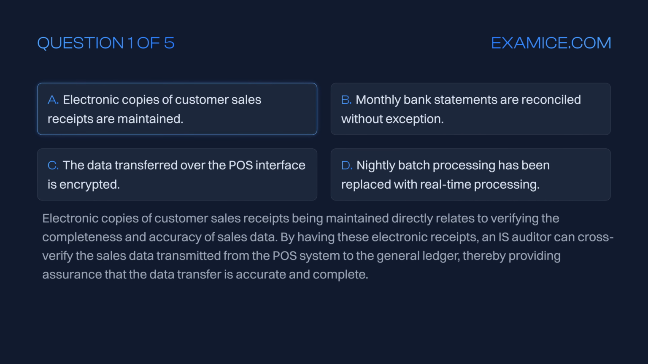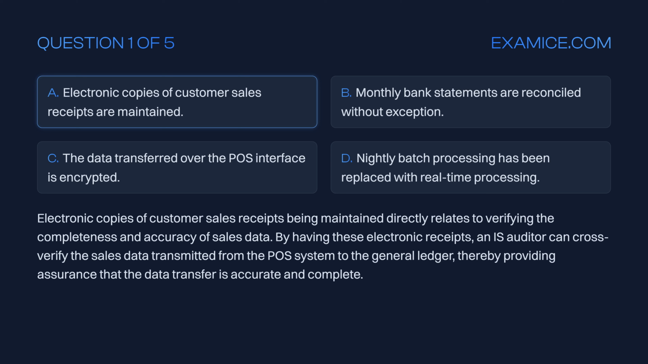The answer is option A. Electronic copies of customer sales receipts being maintained directly relates to verifying the completeness and accuracy of sales data. By having these electronic receipts, an IS auditor can cross-verify the sales data transmitted from the POS system to the general ledger, thereby providing assurance that the data transfer is accurate and complete.